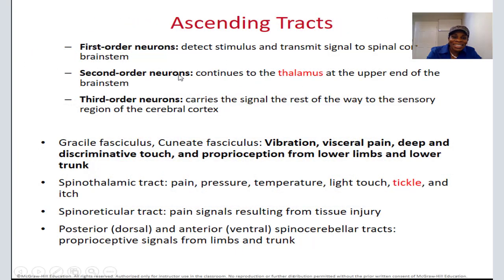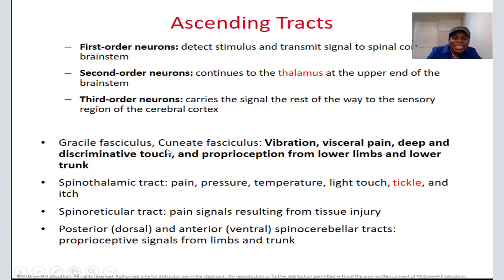So let's talk about ascending. In the ascending, we have first order, second order, and third order neurons. Why? Because the neurons do not go directly from one spot to the brain. It kind of stops, talking to the next one, talking to the next one. So that's why we call them first order, second order, and third order.